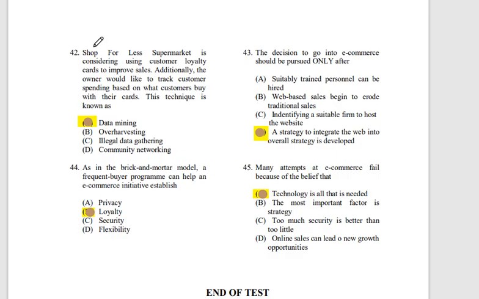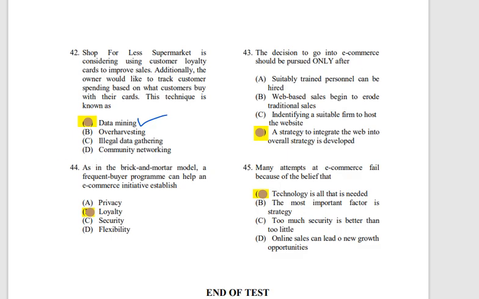Question 45 says, Shop for Less Supermarket is considering using customer loyalty cards to improve sales. Additionally, the owner would like to track customer spending based on what customers buy with their cards. This technique is known as A. Correct answer is A.